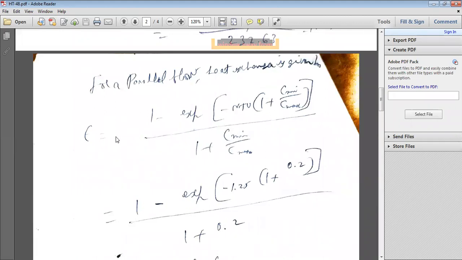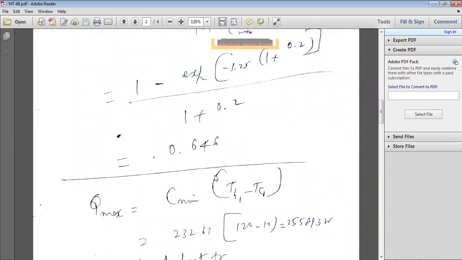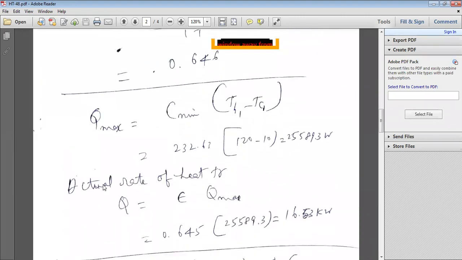Effectiveness of the heat exchanger. Here in this example, you are getting the value as 0.646. Once you know the effectiveness, you can calculate the actual rate of heat transfer. How do you define effectiveness? Effectiveness epsilon is equal to Q actual by Q max. From that, to calculate actual heat transfer, you have to multiply the effectiveness with Q max.